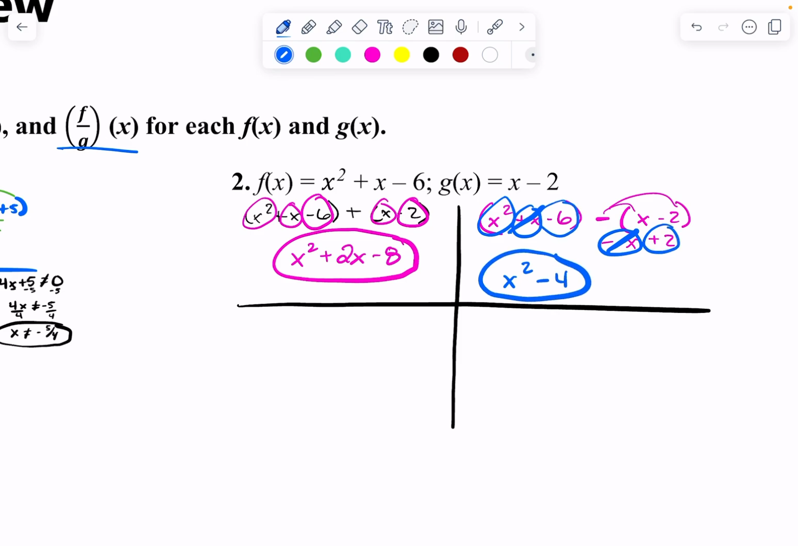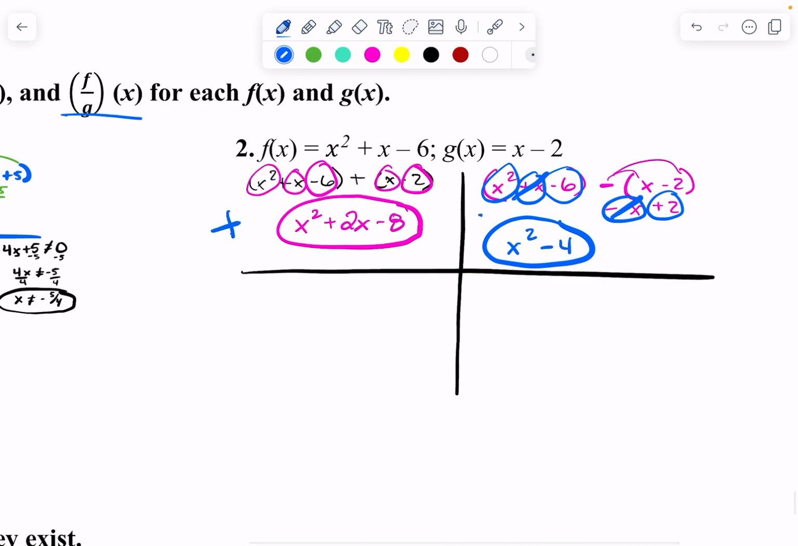And there he is. Hey, that's a difference of squares, but you don't have to break him down anymore. Even though he's a difference of squares, you don't have to break him down. So this was add, subtract, multiply, divide. Okay? All right, in my multiply, ooh, gross.